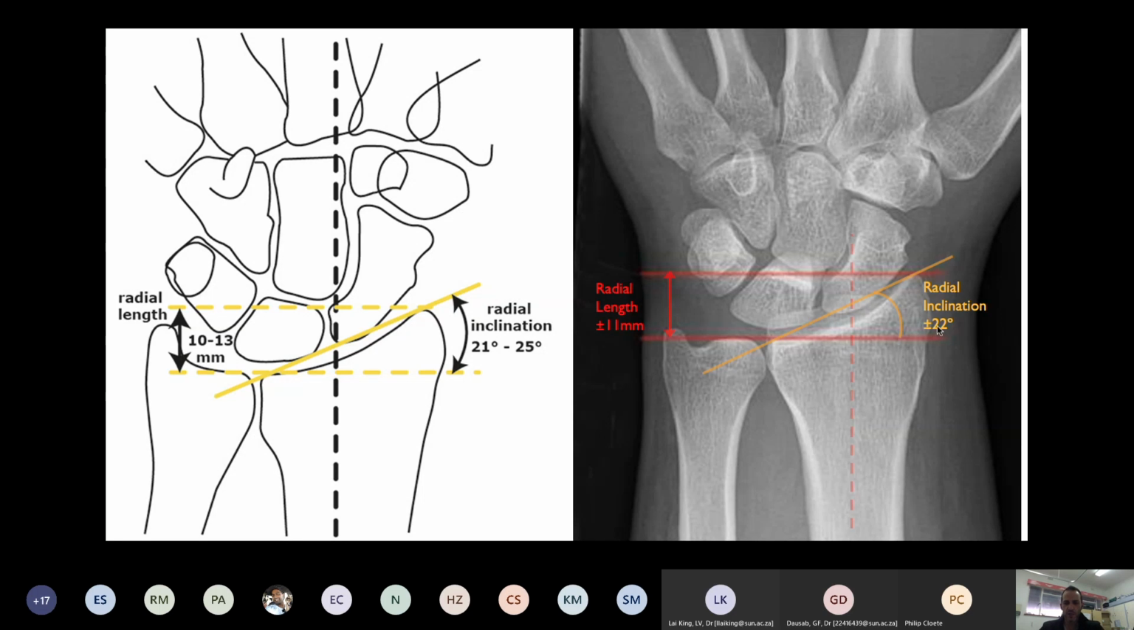To assess radial inclination, you draw a line between the proximal and distal edges of the articular surface of the radius, and where that crosses the perpendicular, you want to get an angle of about 22 degrees. And that's important for post-reduction X-rays. So if you reduce that Colles fracture properly, is that radius in reasonable alignment? You can imagine with an impacted fracture that you're going to have a smaller angle compared to normal.